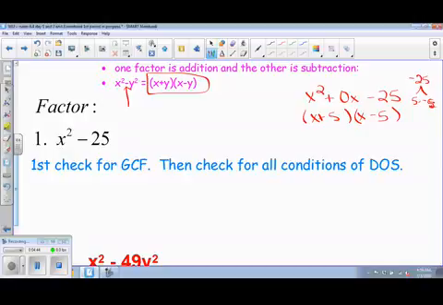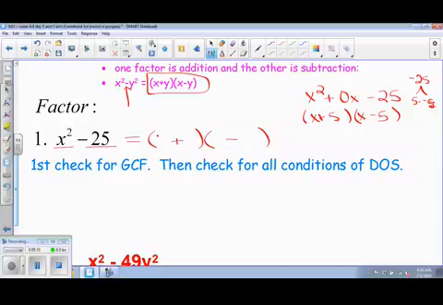So you can continue to do the AC method with these, but if you recognize that this is a perfect square and that's a perfect square, because what's the square root of x squared? X. And what's the square root of 25? 5. So that is the difference of two perfect squares. So we can automatically write, one's going to be plus, one's going to be minus.